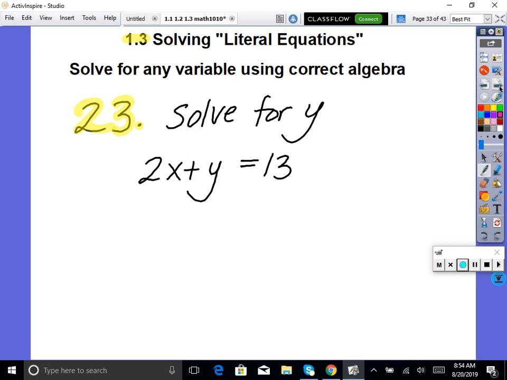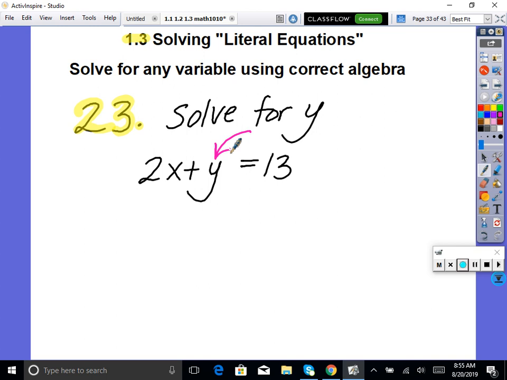Now what that means is, notice there's two variables here. You can't actually solve for the variables. How would you do that, right? There's only one, there's two variables. So basically it just asks you to solve for a variable and you're going to have an expression as your answer. So it says solve for y. So that means get y all by itself.